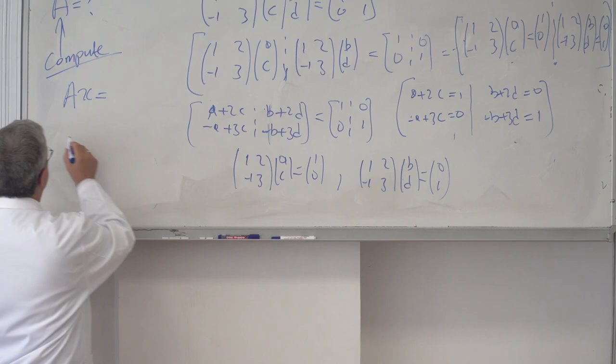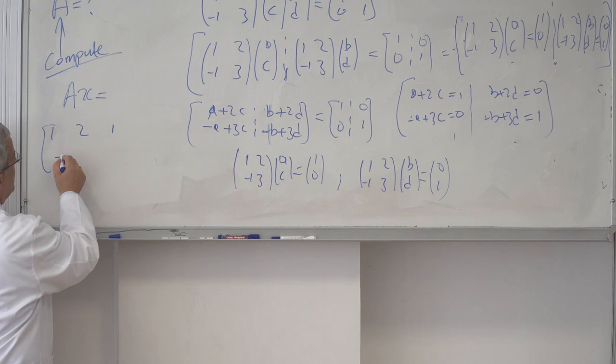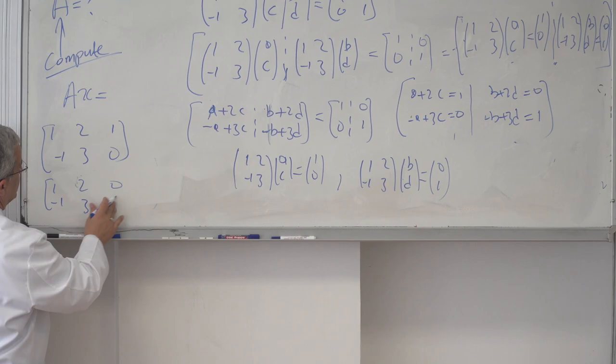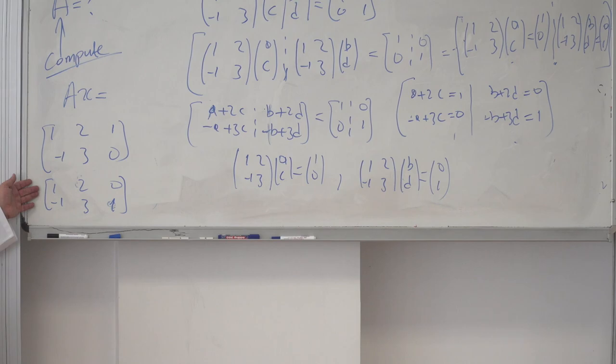When we are solving this, what are we going to do? It's 1, 2, 1; minus 1, 3, 0, right? When we are solving the other one, it's going to be 1, 2, 0; minus 1, 3, 1. What is the difference between these two? Only the last column is different, isn't it? So the pivots and the multipliers and everything are the same for both of them, aren't they? It doesn't change. So you don't have to do it again and again. You just do it once here, and take it in matrix form.